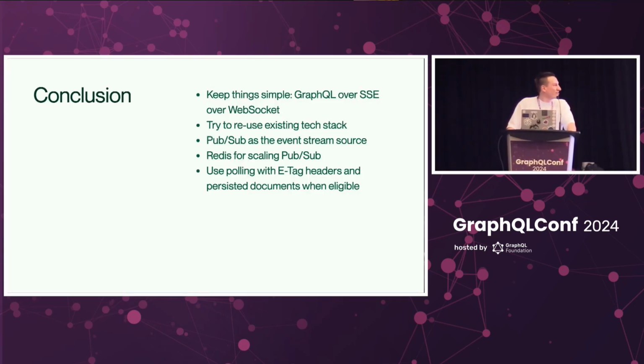So my conclusion: keep things simple. I prefer using SSE over WebSocket, but decide based on your use case. Try to reuse your existing tech stack whenever possible to avoid adding additional complexity or technology that you haven't used before. PubSub as an event stream source is in most cases a good choice, unless losing events is critical or not good for your business. And then also use persistent operations with ETag headers and polling as an alternative to GraphQL subscriptions if it's possible.